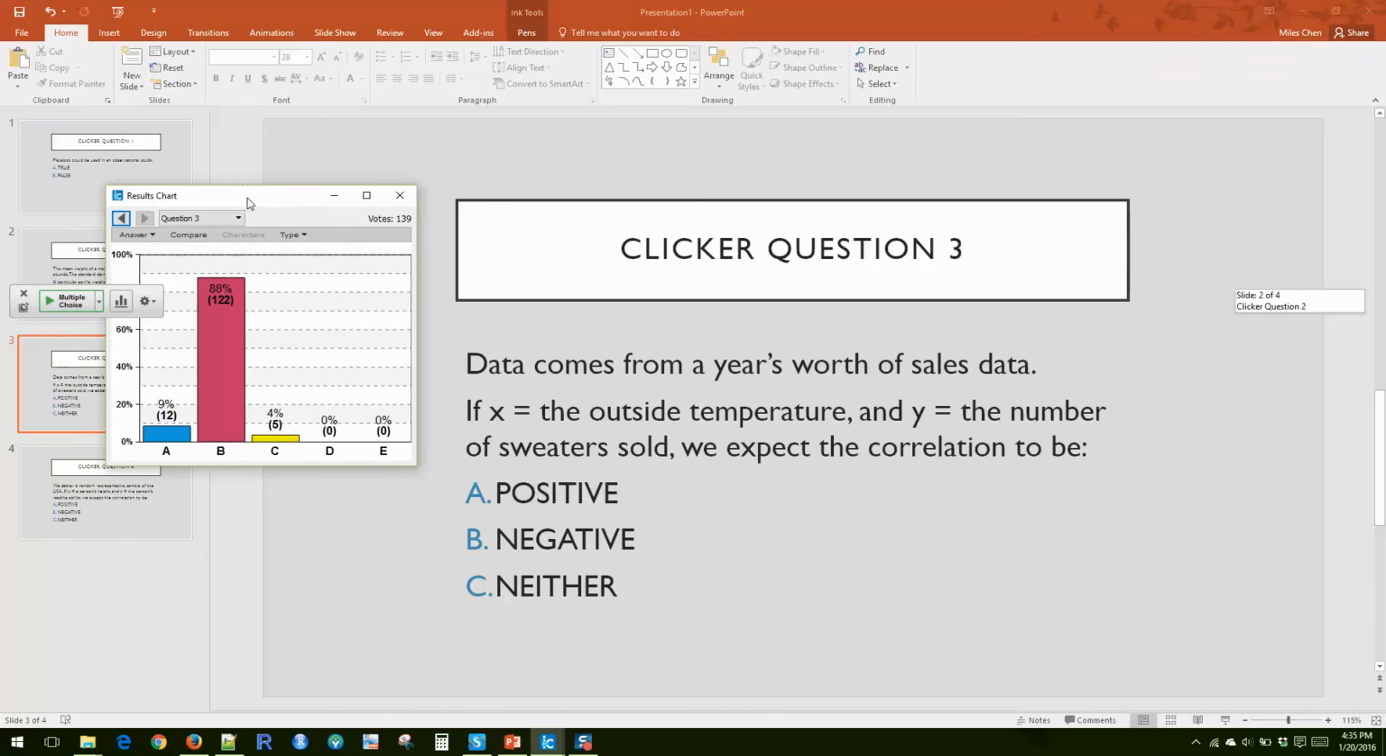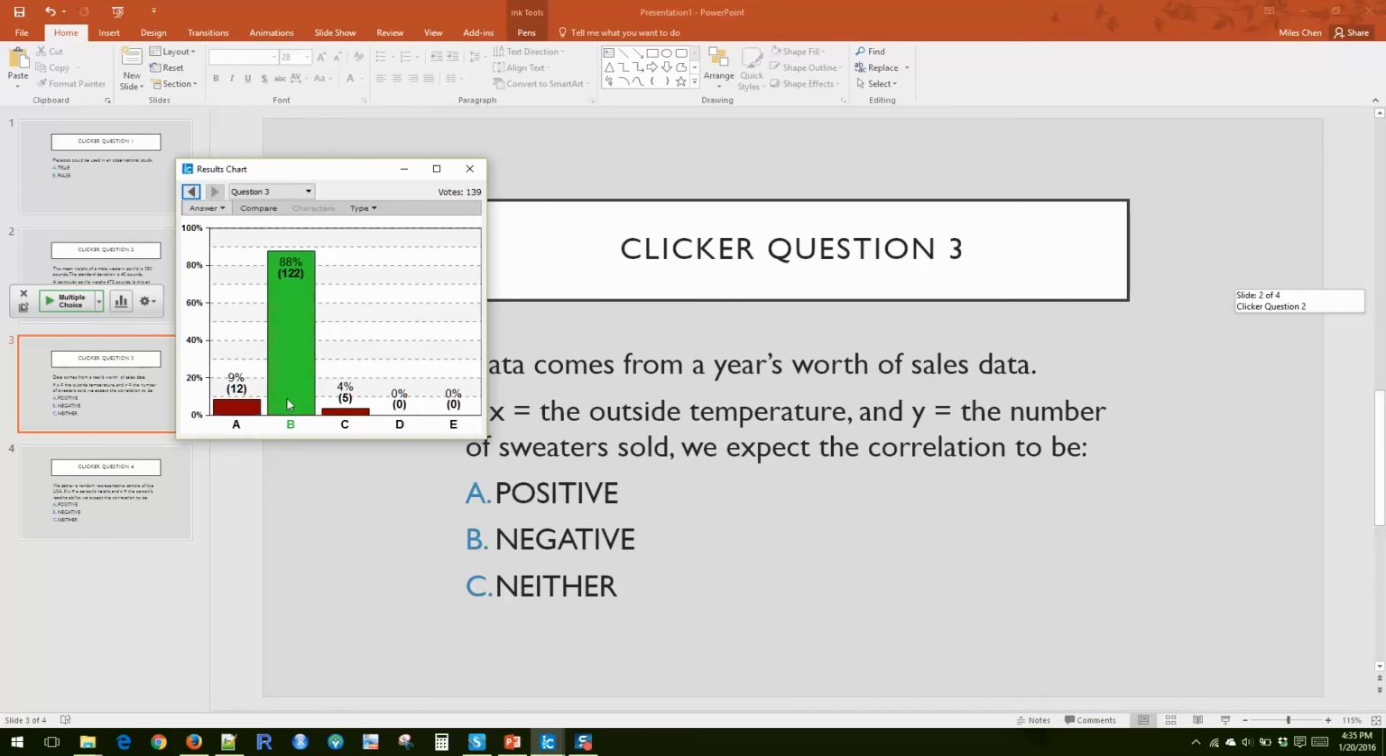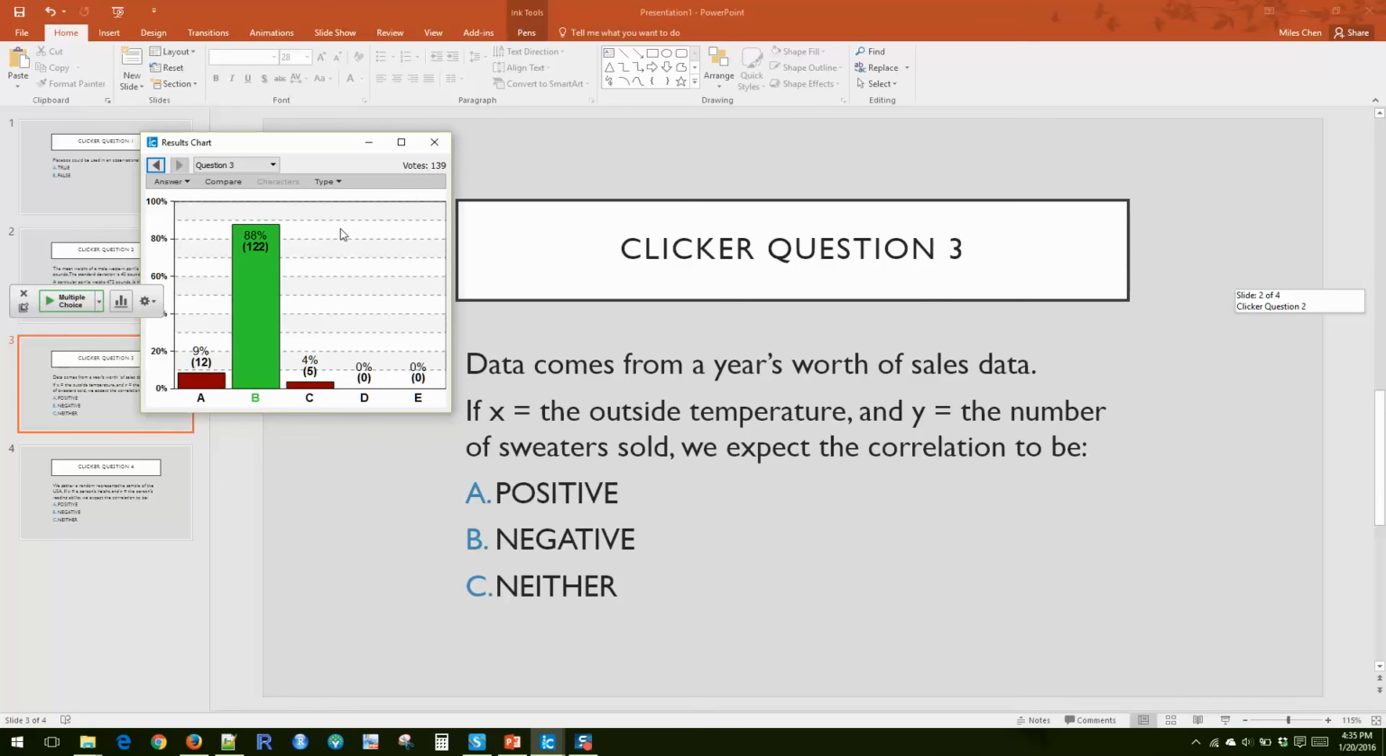And the answer is indeed negative. So the idea here is, just at the store, you're going shopping for clothes. If it's hot outside, you are less likely to purchase sweaters that day. Looking across the year, days that are cold, winter season, stores sell more sweaters when it's cold out, fewer when it's hot out. So high X will be associated with low Y, small X will be associated with large Y. So we've got a negative trend there.